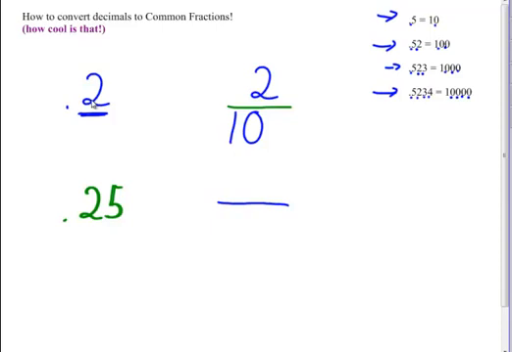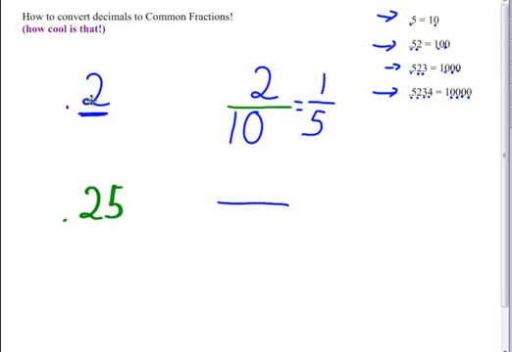So back to our problem, the fraction ends up being 2 over 10, and we know we can simplify 2 over 10 to 1/5. So 0.2 is equivalent to 1/5. Let's try the second one down here.